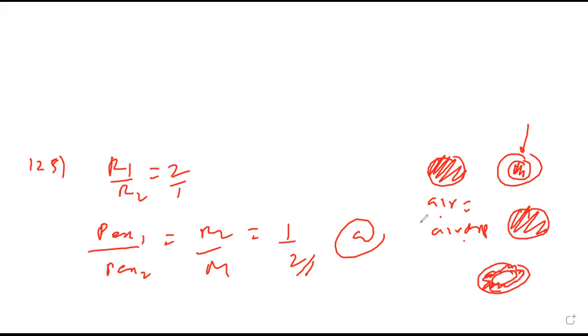Air bubble and air drop are both the same because both are completely filled with air. So if it is one surface in contact, we write 2T by R. Two surfaces in contact with air, 4T by R. Was that the doubt? Yes, sir, got it. So the boundary of an air bubble is air only, meaning there is no liquid. Thanks.